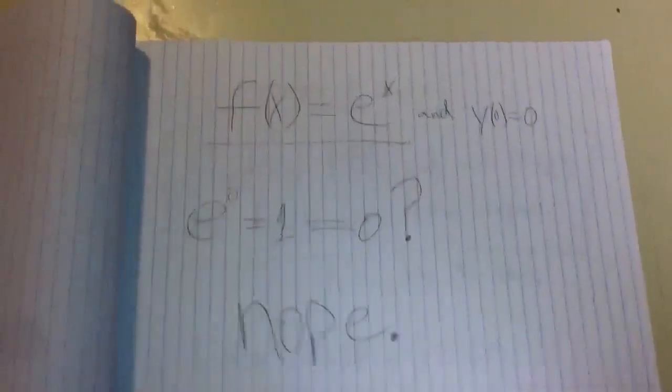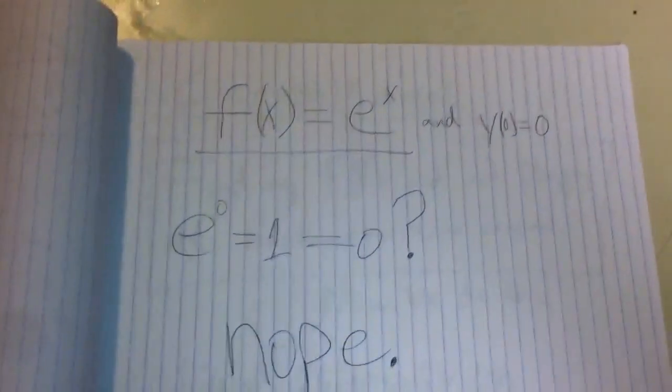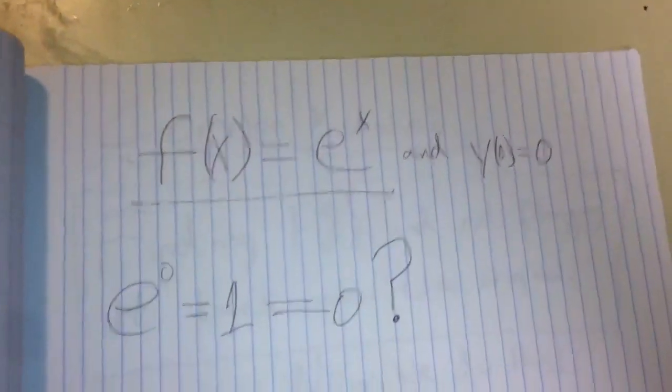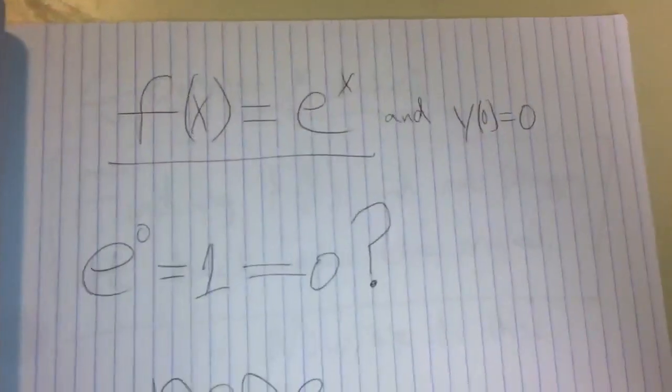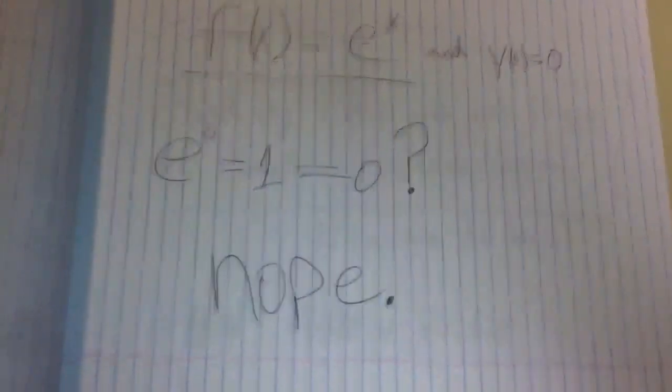So now that we found our f of x, we plug in our initial condition, and we get f of x equals e to the x. So e to the 0 equals 1 equals 0. 1 equals 0. Okay, that doesn't work. So there's another common mistake.